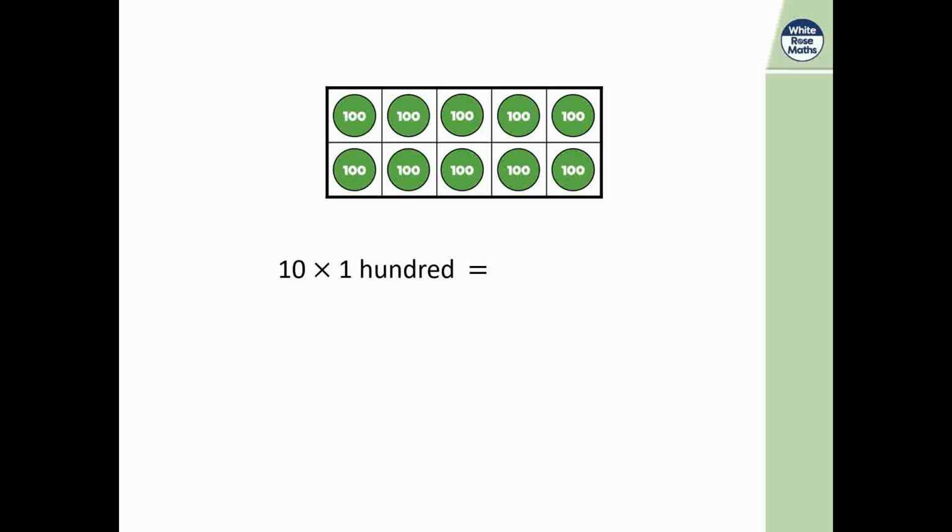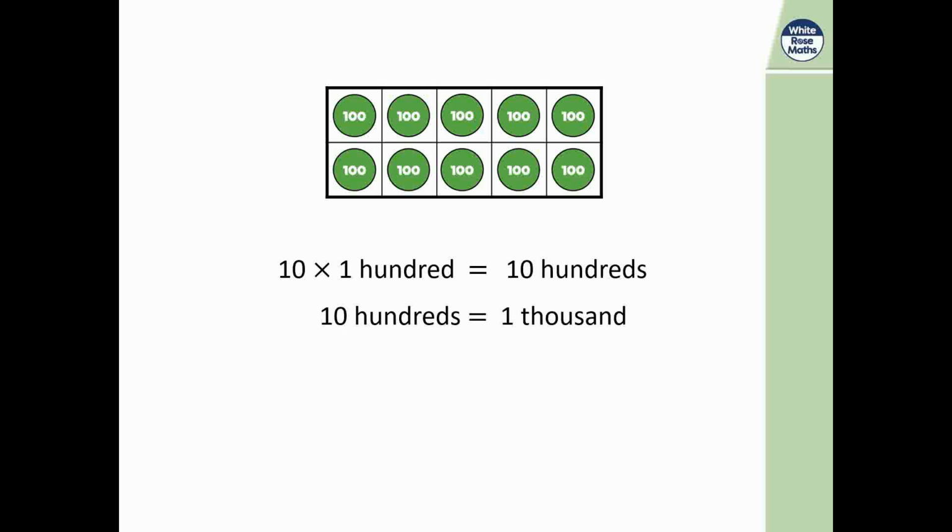10 times 100. Okay, so these are each 100, and we have 10 of those. What do we get? Maybe how many hundreds do we get from this? How many hundreds do you see? 10, right. So the answer is 10 hundreds. Yeah, that's what they want. They want you to put the answer in hundreds first.